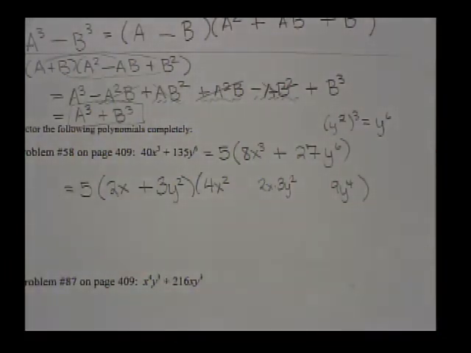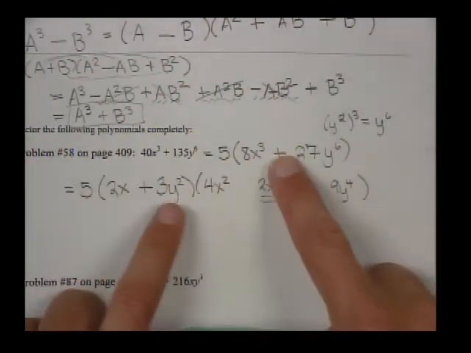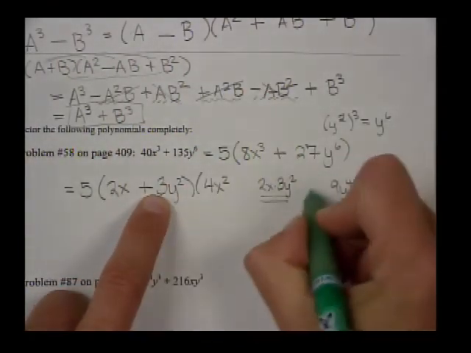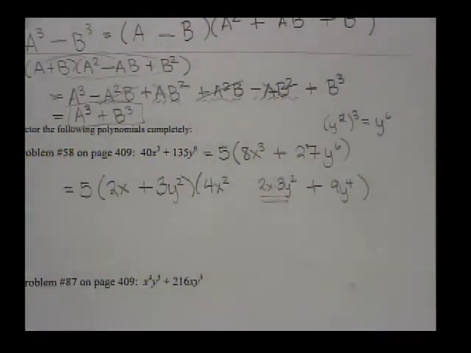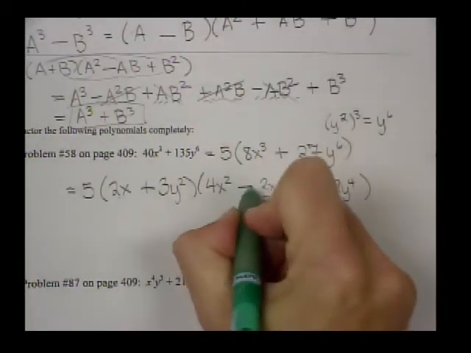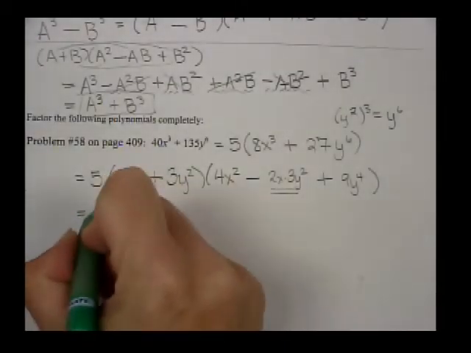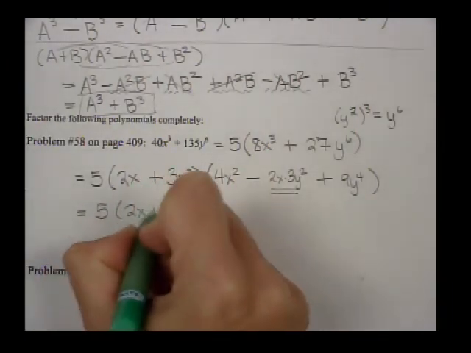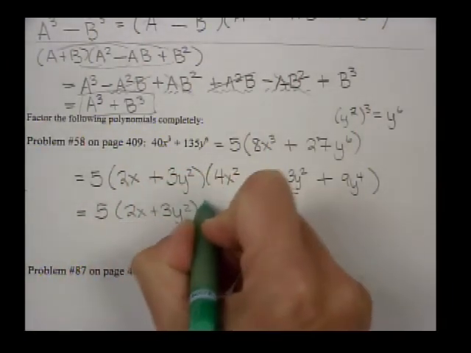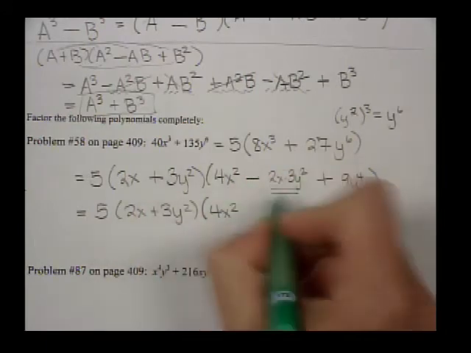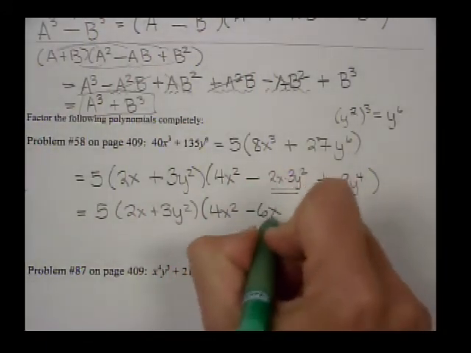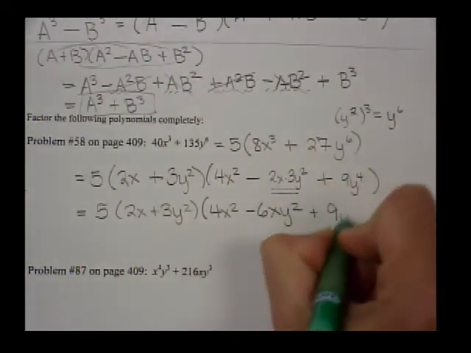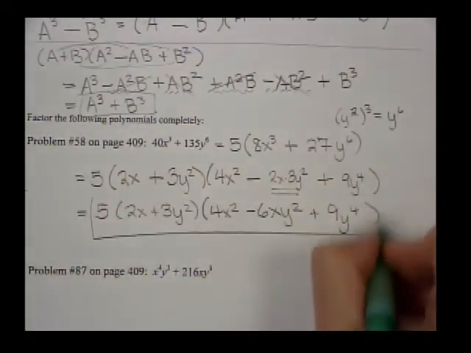I'm going to worry about signs, and then we can't leave the middle term like that. We have to write it so that it looks nicer. So remember, I want a positive 27, so that has to be positive 3 times positive 9. The last sign is plus. And then once I'm done factoring, I should have 1 minus in the problem, and I don't have one yet, so it must go there. So now let's write it a little nicer. So 5 times 2x plus 3y squared, and then 4x squared, 2 times 3 is 6, xy squared, plus 9y to the 4th. And then that's our answer.